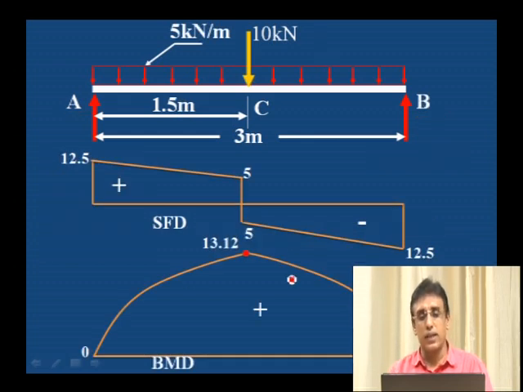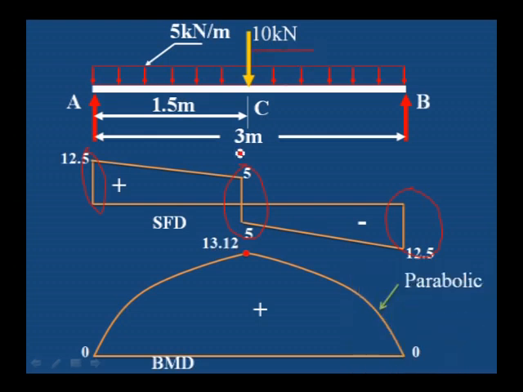This is the shear force and bending moment diagram for this particular beam. What you can observe here: 12.5 is the RB value, and on the left side 12.5 is the RA value. The central drop is equal to 10 kilonewton. You can observe here 5 kilonewton above and minus 5 kilonewton, total drop is 10 kilonewton, and the shear force changes its sign at the center point, therefore the bending moment is also maximum at the center point.